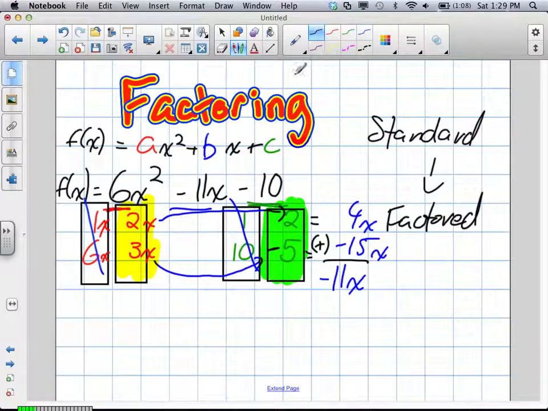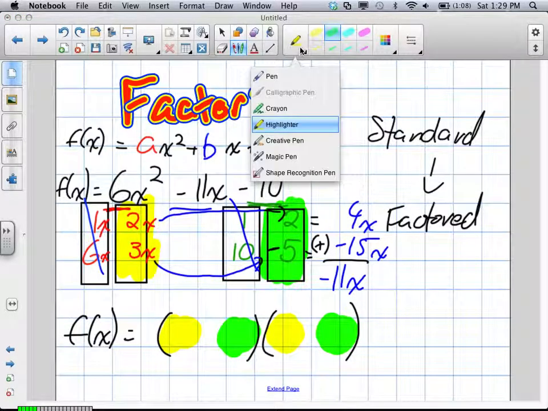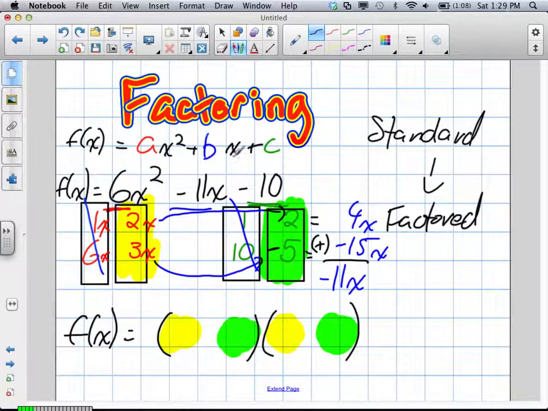So when we go to put them in our factored form, f of x is equal to, what happens is our first terms are the first terms in the brackets, and then our second terms are the second terms in the brackets. So we're going to fill them in now. I'm just going to put 2x and 3x in. Those are our first terms. Our second terms, the green ones.